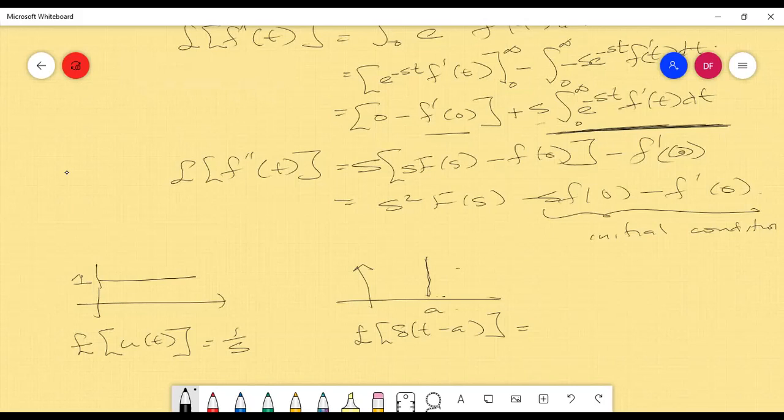All right, what about the Laplace transform for this function? A spike at time t equal a. So that is the other function that is of interest to an electrical engineer.